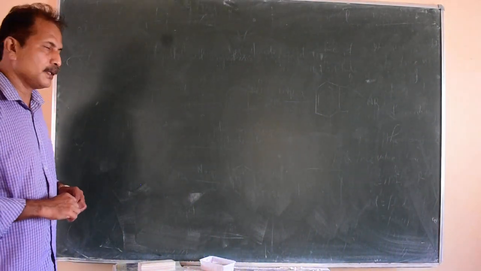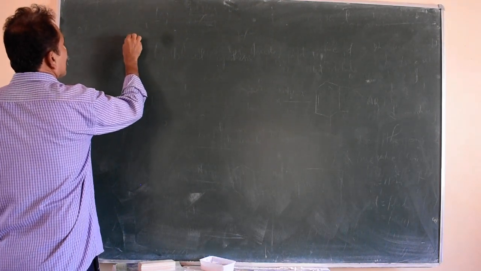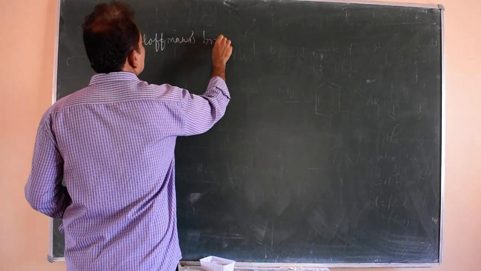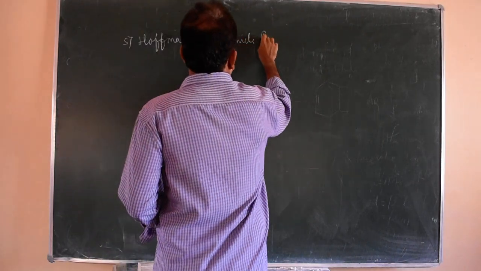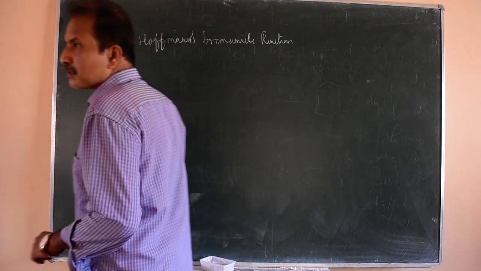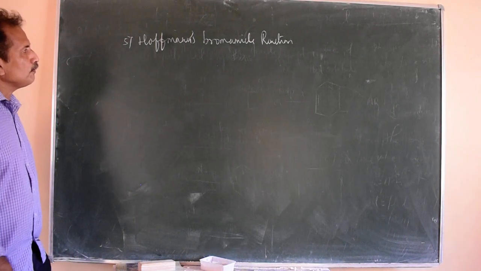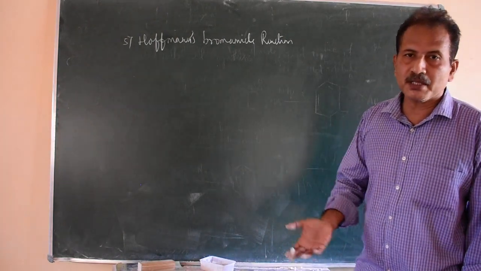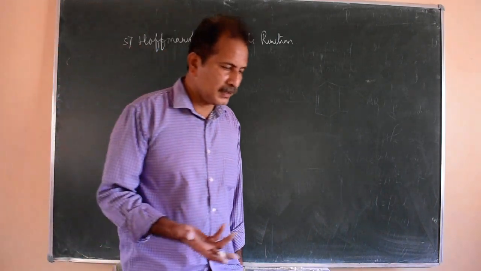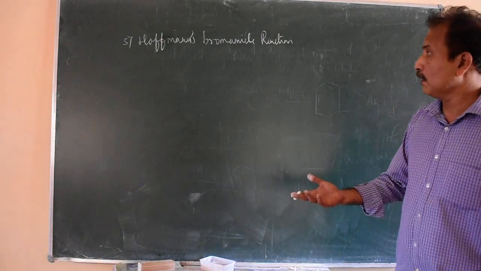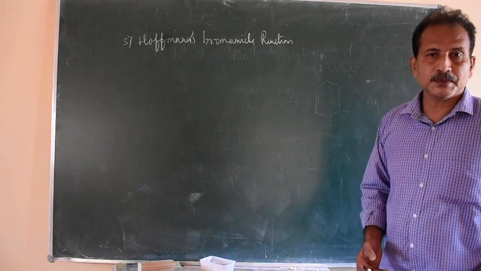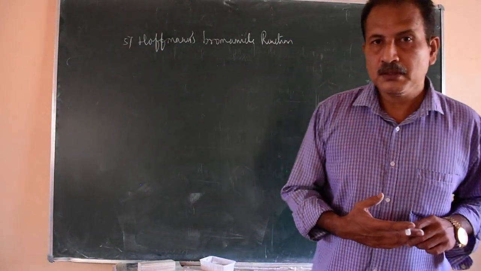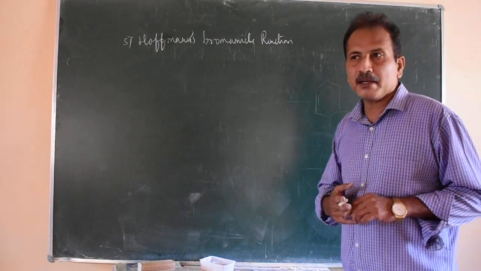Then there is one more important method of preparation, that is the fifth one, and that is Hofmann's bromamide reaction. What is this Hofmann's bromamide reaction? It is also a method of preparation of primary amine using an amide. So amide is treated with bromine in ethanolic KOH to get your primary amine. So we start with amide, treat that with bromine using ethanolic KOH. That reaction is called Hofmann's bromamide reaction.